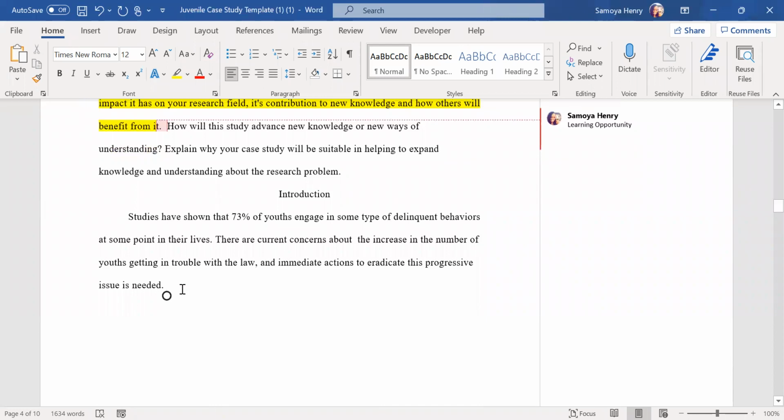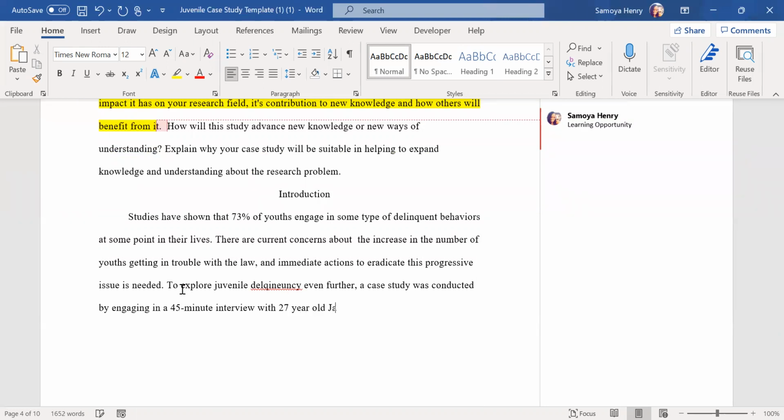Okay, to explore juvenile delinquency even further, a case study was conducted by engaging in a 45-minute interview with 27-year-old Jane Doe.